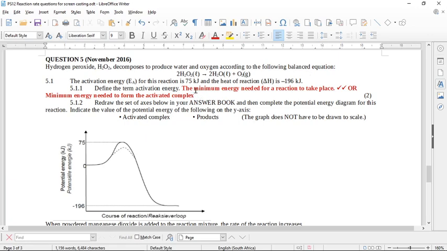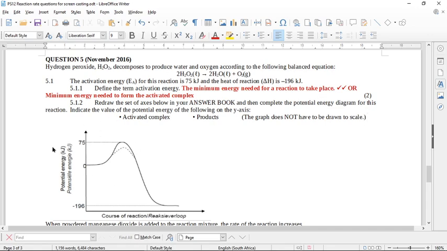So this one we can just get from our notes or the exam guidelines. They accept the minimum energy needed for a reaction to take place, but I think the exam guidelines say it's the minimum energy needed to form the activated complex. Either one will work. Now it says, redraw the set of axes below in your answer book and then complete the potential energy diagram for this reaction. Indicate the value of the potential energy of the following on the y-axis: the activated complex and the products. The graph does not have to be drawn to scale.